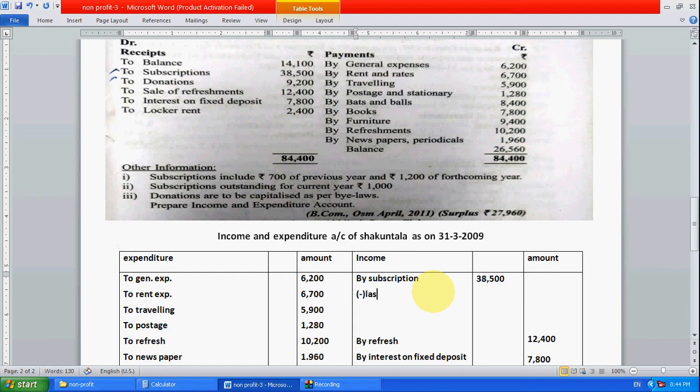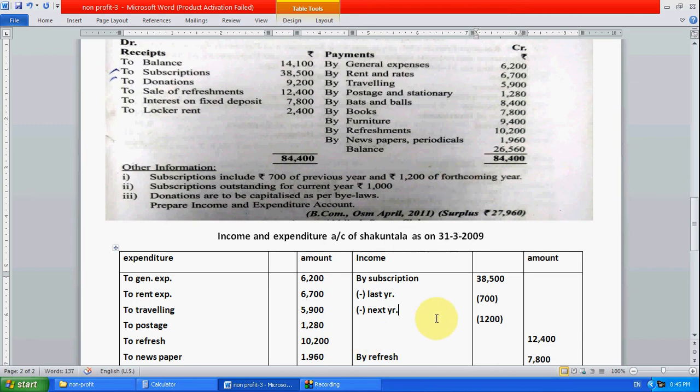Minus last year. Okay, last year how much? Right here, 700 for last year, and you can take this one into the bracket for any deductible amount. Okay, and next year is also given, that is also minus next year. Last year and next year. Okay, next year how much? See, the next year is 1,200. So deduct this 1,200 also. This one is also a deductible amount.